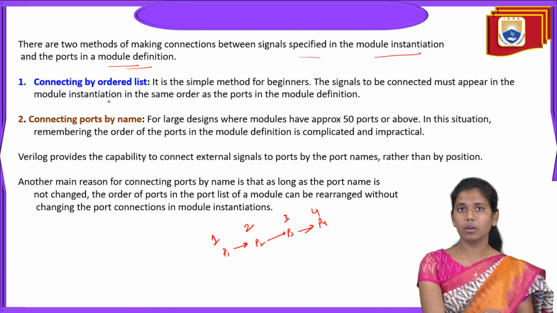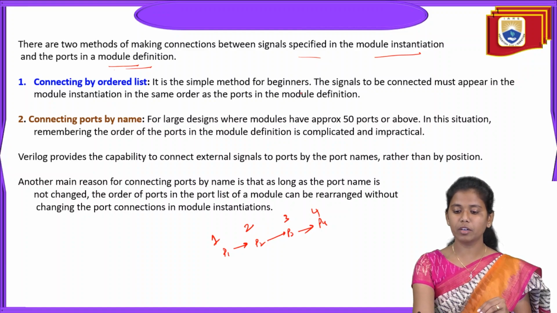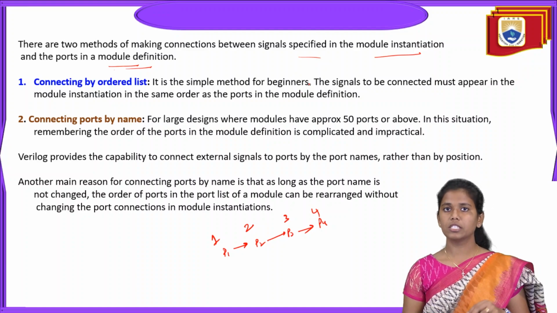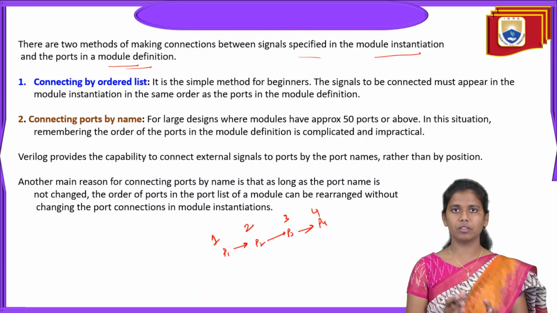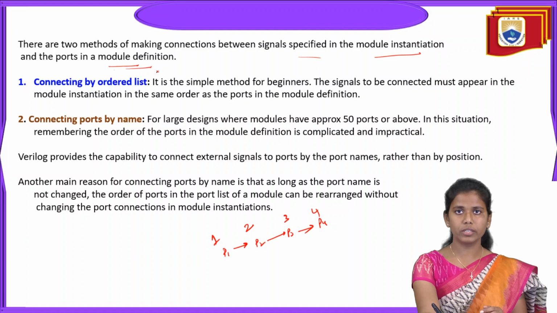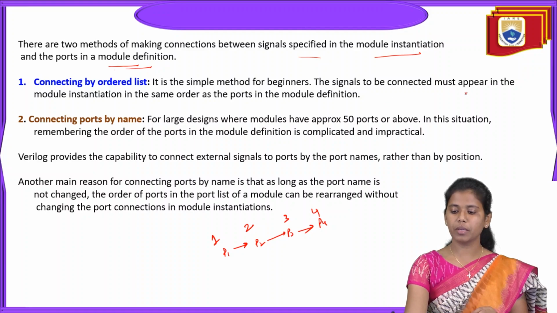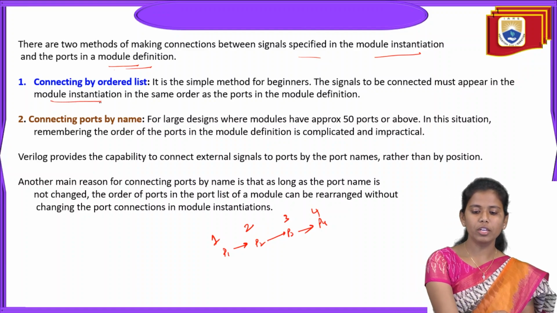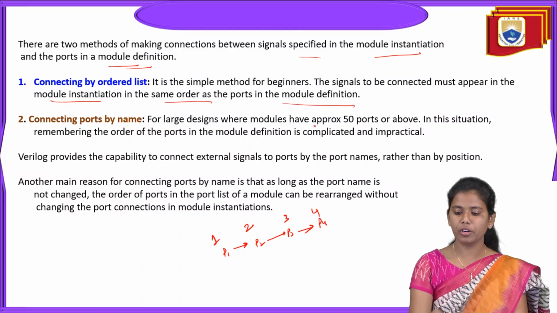So now we will see how we can connect the ports by the order list. Order list is a simple method for beginners. If you have started your career as a designer in Verilog, remember that you can go with connecting by order list. It's very simple and easier to follow, and the signal to be connected must appear in the module instantiation in the same order as the ports in the module definition.